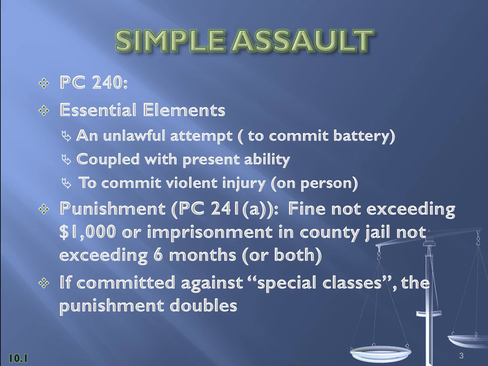So when we look at things like an unlawful attempt, what's unlawful? And present ability, well, what does that mean? What does it mean to have present ability? Or violent injury, what is that? The good part about the law is the code sections tell us a lot of this information.